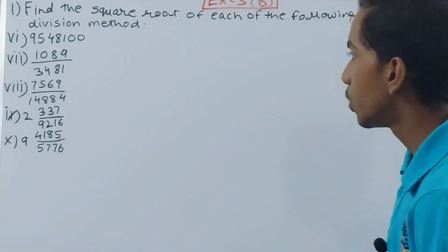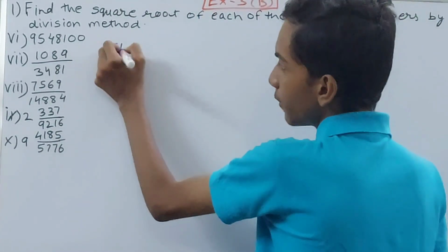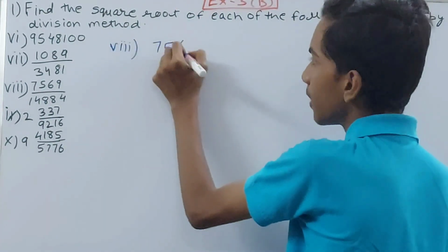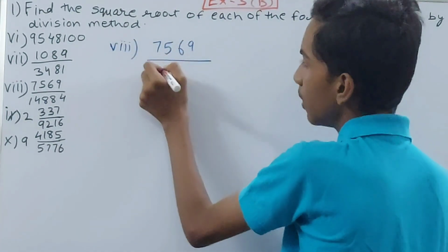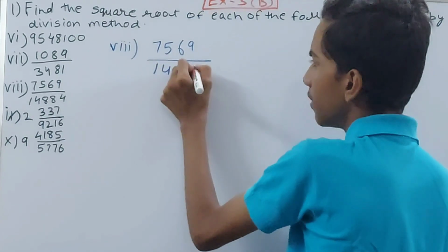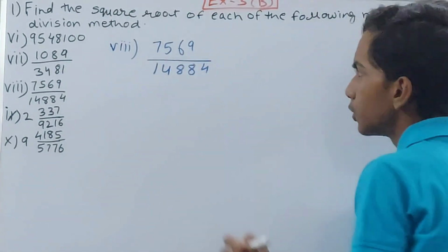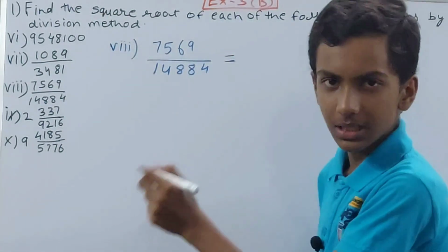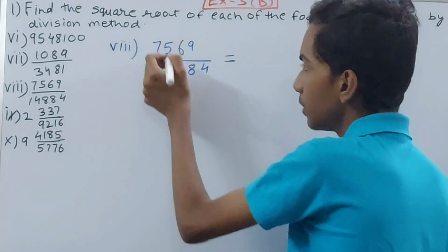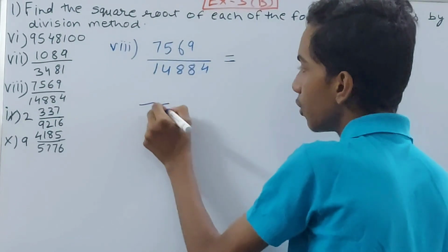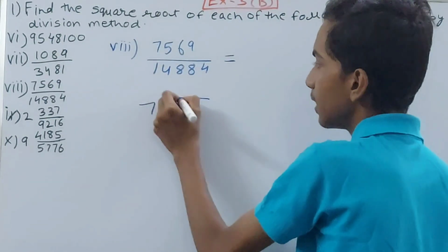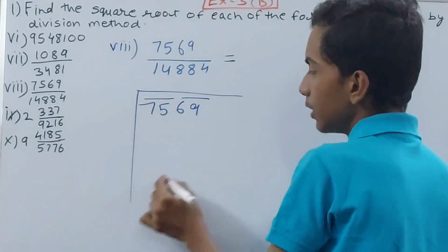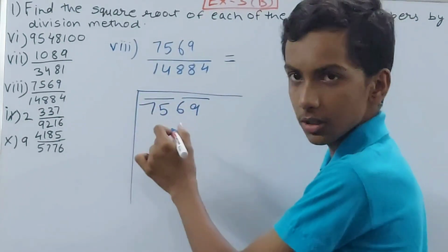Next one is what? The 8th part, right? This is 7569 upon 14,884. So again, let's find the square root of the numerator and denominator separately. Whenever you get fractions, find the square root of the numerator and denominator separately. Okay, make the two pairs here like this and solve. So this is the numerator we are doing first here.